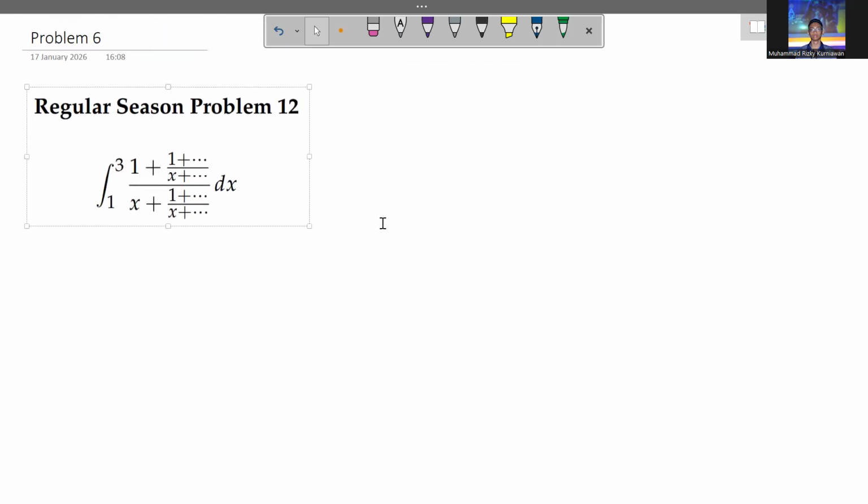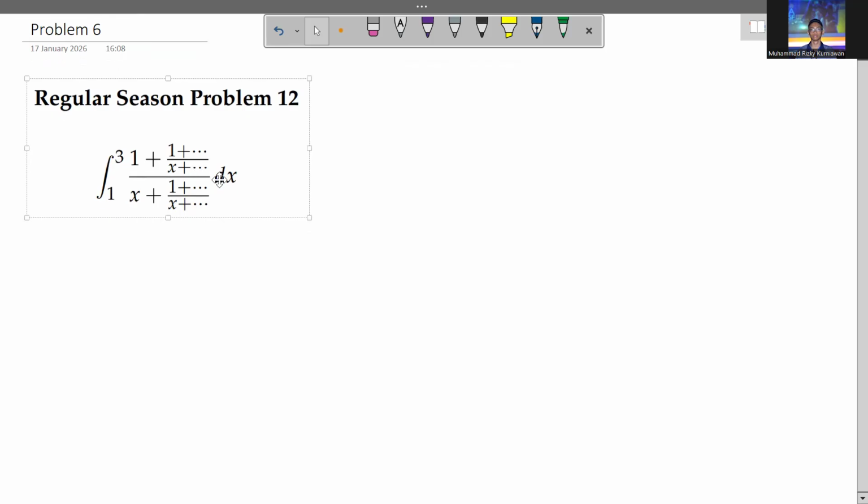The second problem features something quite similar, an infinite fraction tower, and the integration bounds are also similar. In fact, they're equal. However, the result of simplifying this integral will be different from that of the first one. The strategy will be the same. We just let the repeating unit be t.